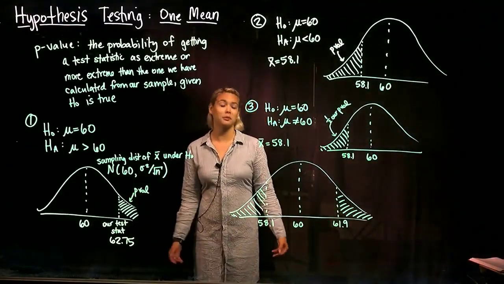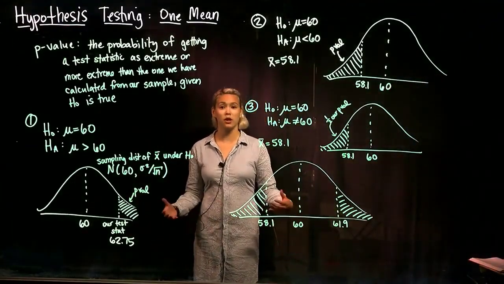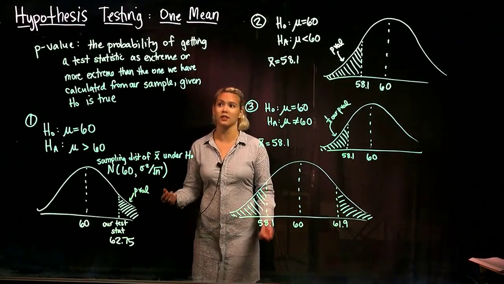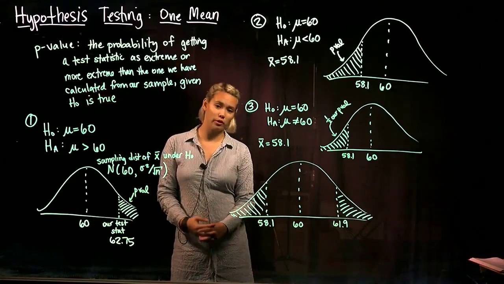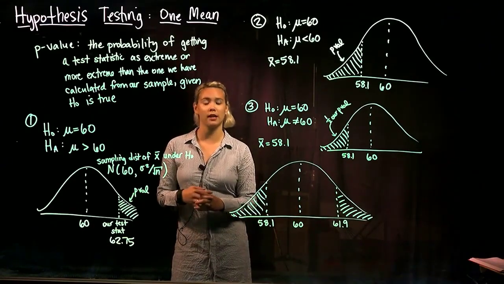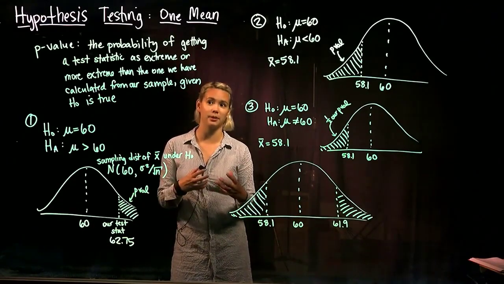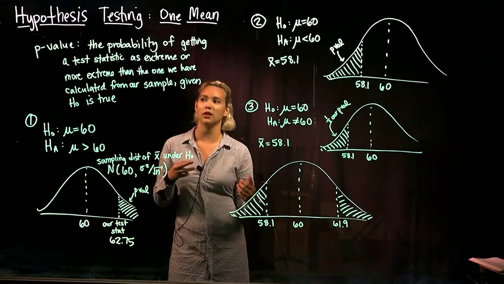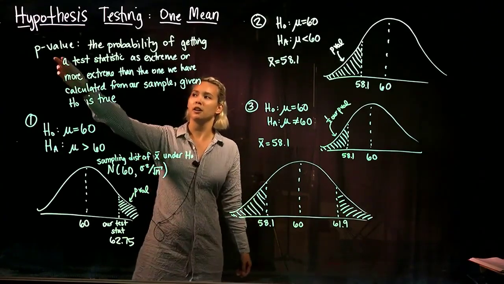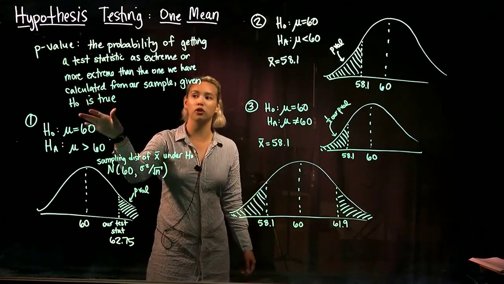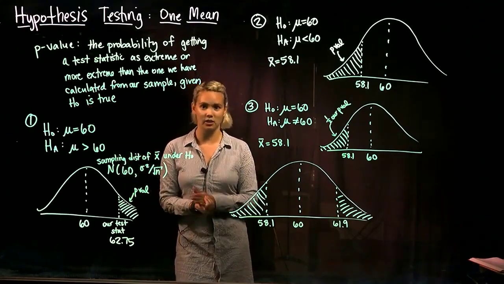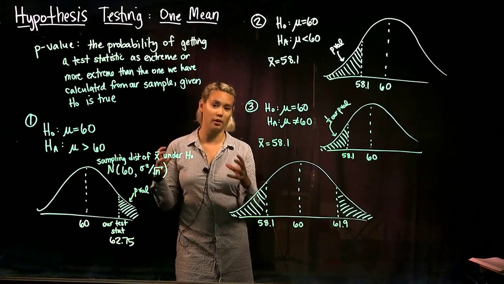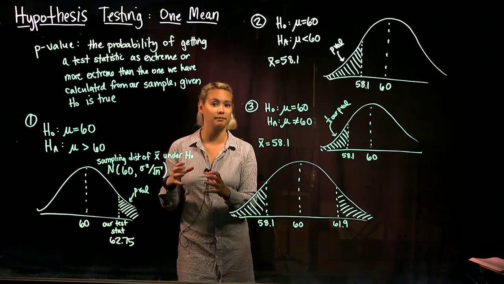Right, let's talk a little bit more about p-values. In the last video, we defined p-value. We said that the p-value is the probability of getting a test statistic as extreme or more extreme than the one that we have calculated based on our sample, given that the null hypothesis is true. So remember, the p-value is saying, assume the null hypothesis is true. What's the probability of getting a test statistic as extreme or more extreme than the one that we have gotten based on our sample data?